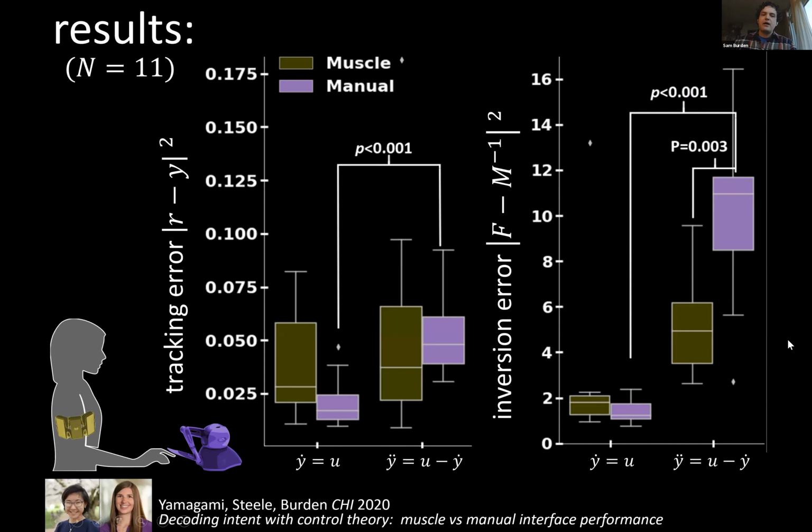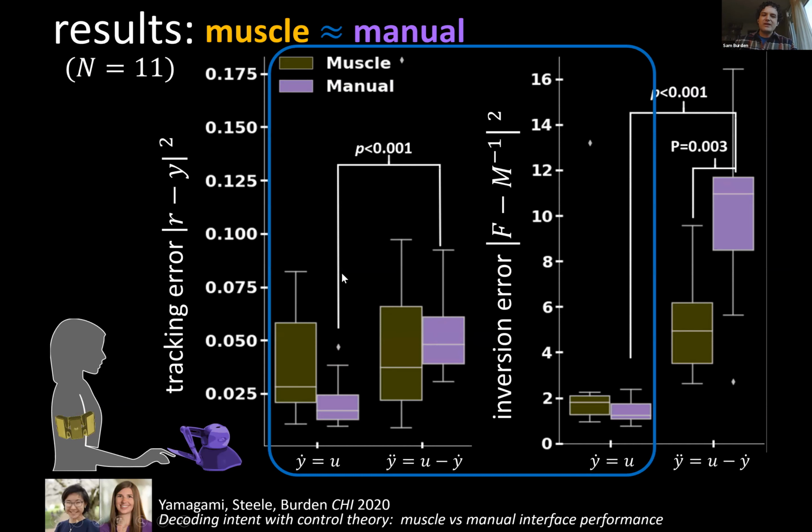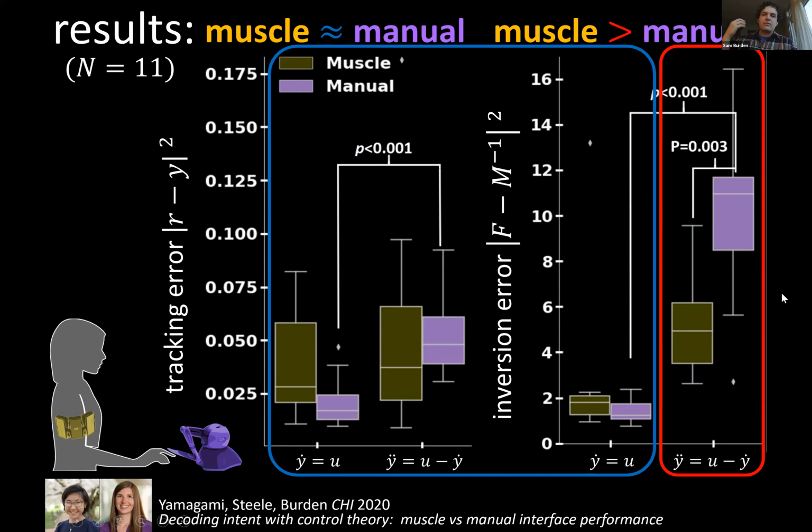prescribed dynamics? And what we found is that we really didn't see statistically significant differences in tracking error for the muscle and the manual interface. In inversion error for the first order system, we didn't see any big differences, but inversion error was significantly lower for the muscle interface for the second order system. So the interpretation is that the subjects are doing a much better job instantiating the approximate inverse of the machine dynamics using the EMG interface.